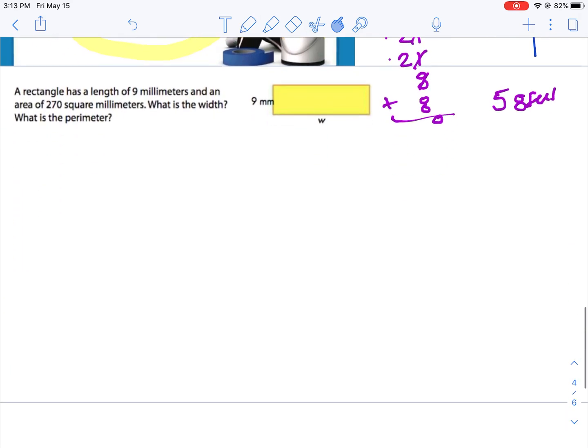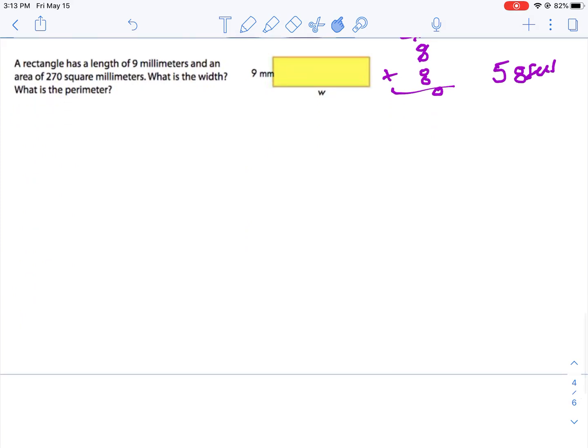So now let's try this over here. And this one I want you guys to try on your own. Let me erase some of this just so it's not in our way or in our problem. Okay, and so here, let's read this one together. Now here I want you to stop and try it for yourself, okay? It says, a rectangle has the length of 9 millimeters. So we've got that, okay. And an area of 270 square millimeters. What is the width? What is the perimeter?